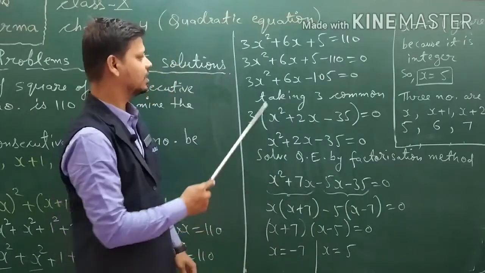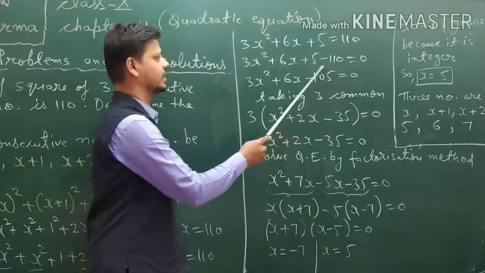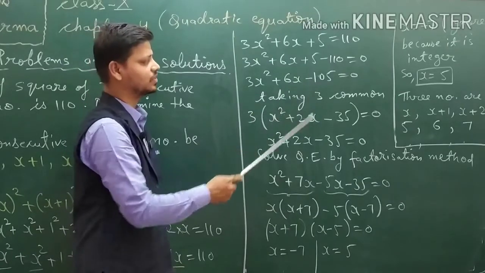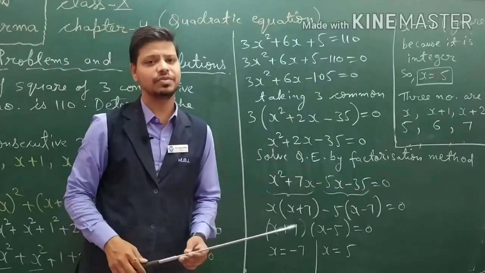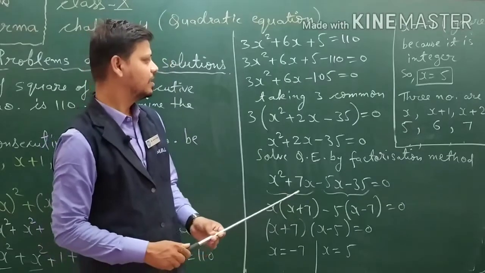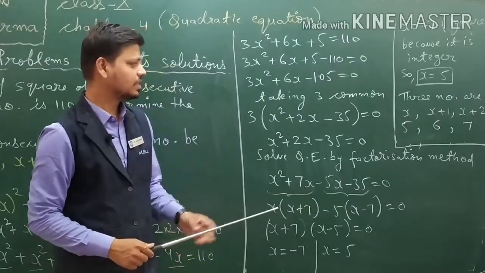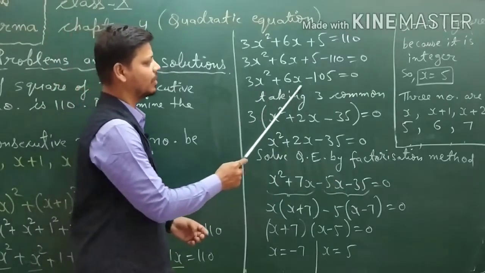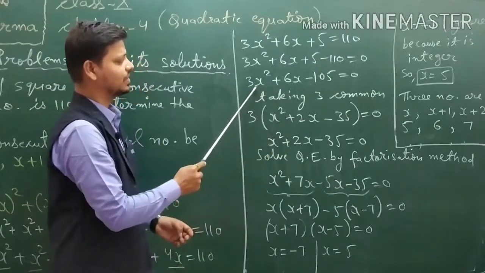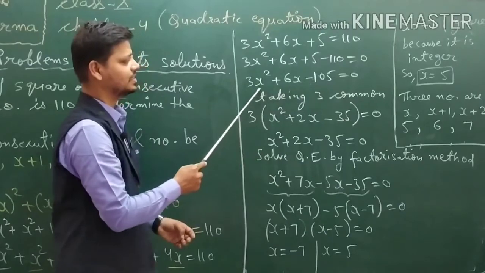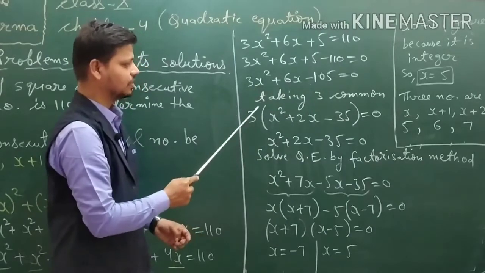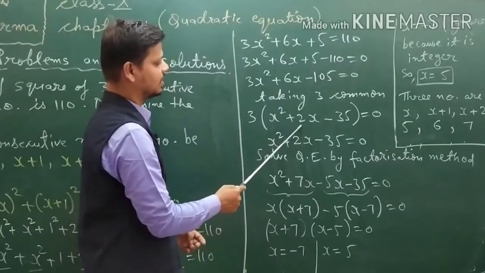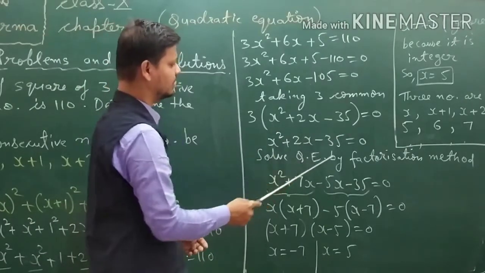Now this is the quadratic equation in arranged form: 3x² plus 6x minus 105 equals 0. We have to solve this quadratic equation by any method, but you observe that 3 is common in all three terms, first, second, third. So you take 3 common and your equation is x² plus 2x minus 35 equals 0.